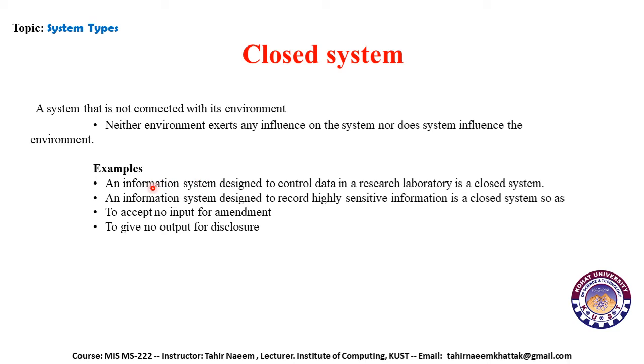I would like to give you an example: an information system designed to control data in a research laboratory is a closed system. An information system designed to record highly sensitive information is a closed system, because it accepts no input for amendments and gives no output for disclosure.